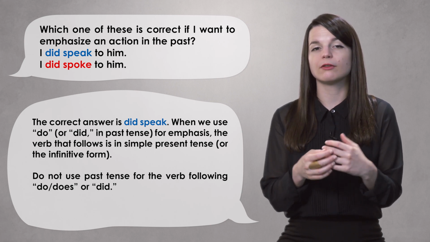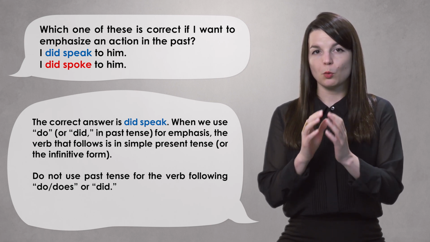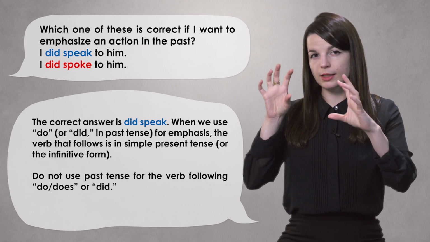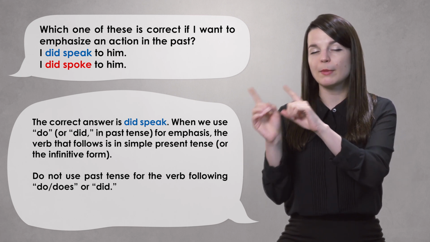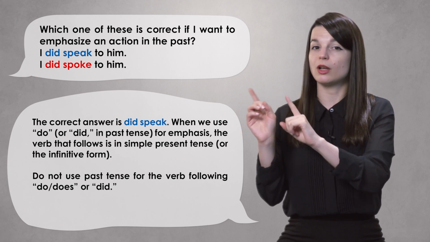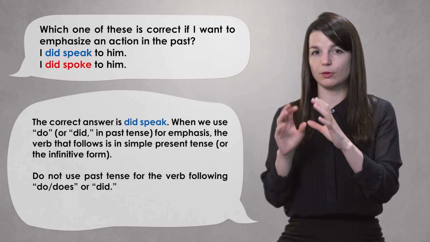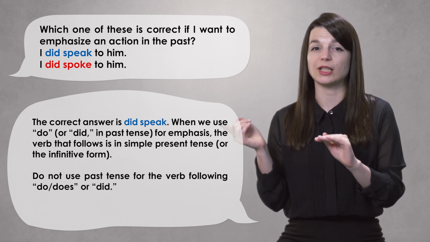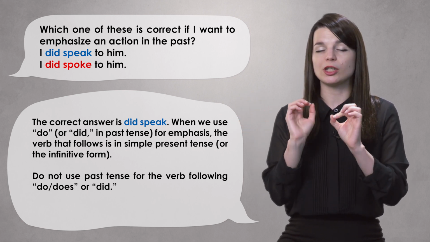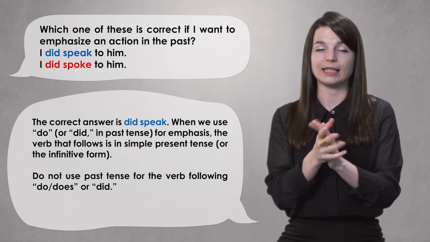So when we're using the verb do for emphasis, we use do and then we use the simple present tense form of the verb that follows it. So the verb coming after it, in this case speak, should not change. So your second example, I did spoke, that would be incorrect. We don't change that second verb. We only change the verb do, so did in this case.